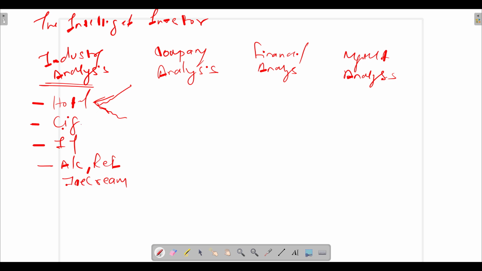And similarly in the case of cigarettes, or IT industries, whether the IT industry is going to perform well in 3 to 5 years or not, or whether it's going to contract. And this is more or less a seasonal type of thing. So industry analysis pertains to this type of thing.